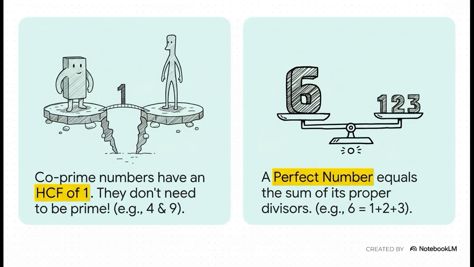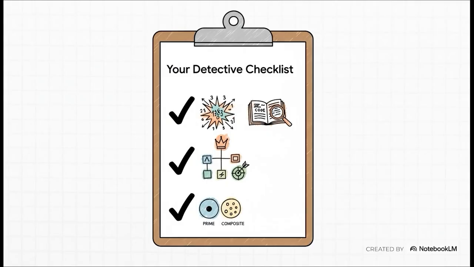And then there are perfect numbers. These are super rare and really cool. If you add up all their factors except for the number itself, the answer is the number. How neat is that? And there you have it, your complete detective's checklist.